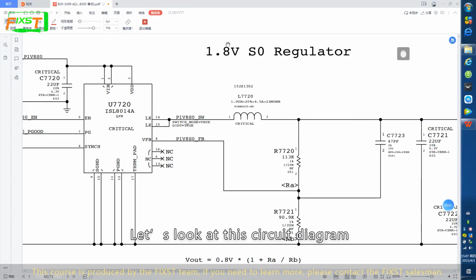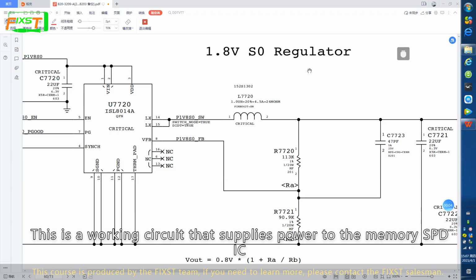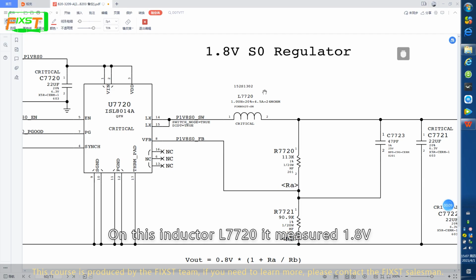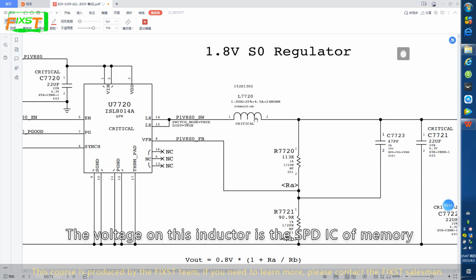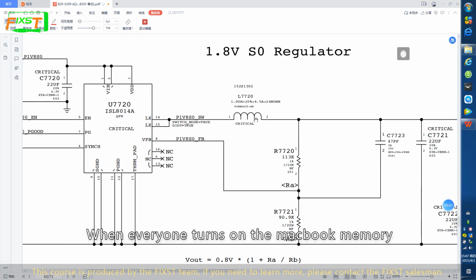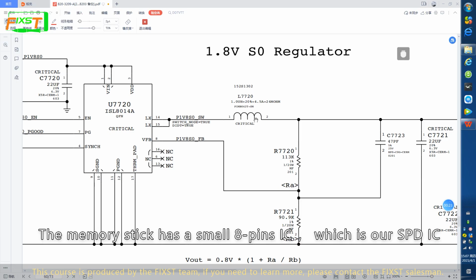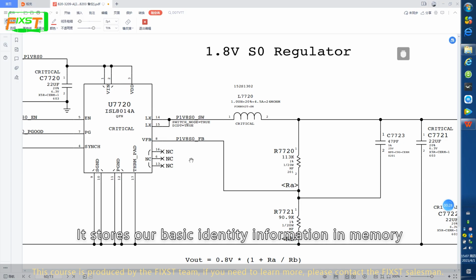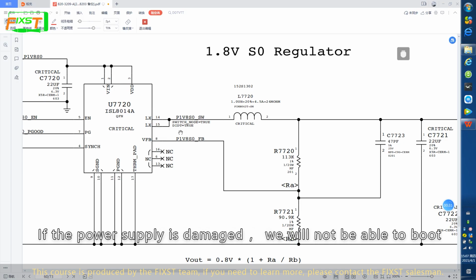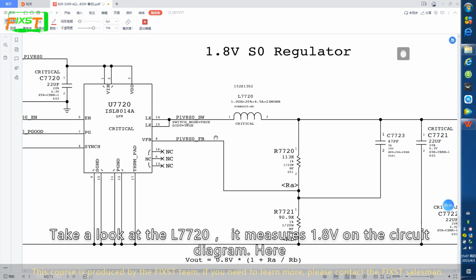Let's look at this circuit diagram. This is a working circuit that supplies power to the memory SPD IC. On this inductor L7720, it measures 1.8 volt. The voltage on this inductor is for the SPD IC of the memory. When you take out the MacBook memory, the memory stick has a small 8-pin IC, which is our SPD IC. It stores our basic identifier information of the memory. If the power supply is damaged, we will not be able to boot. Take a look at the L7720. It measures 1.8 volt on the circuit diagram here.